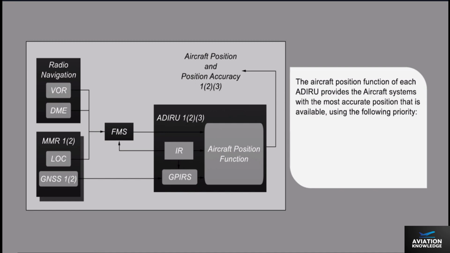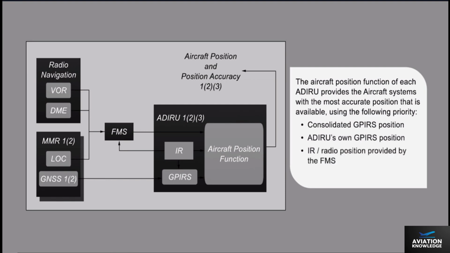The aircraft position function of each ADIRS provides the aircraft systems with the most accurate position that is available using the following priority: the Consolidated Global Positioning and Inertial Reference System position, the ADIRS' own Global Positioning and Inertial Reference System position, the Inertial Reference Radio position provided by the Flight Management System, and the ADIRS' own Inertial Reference position.